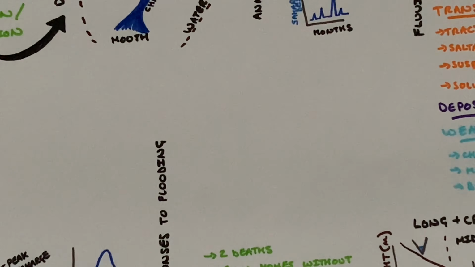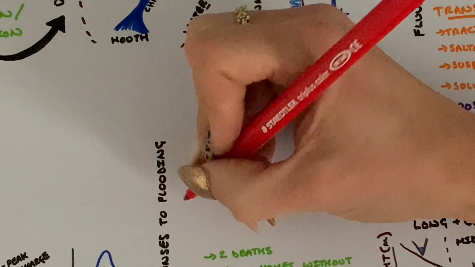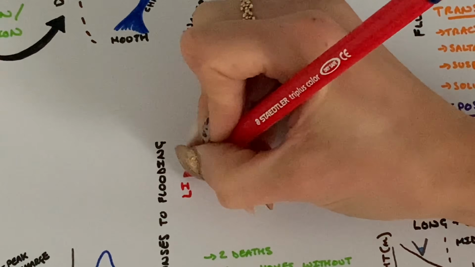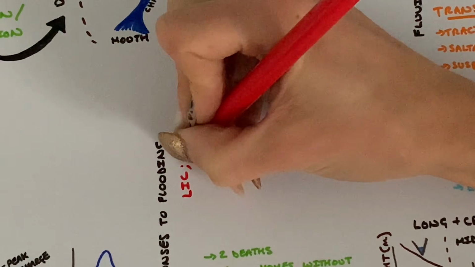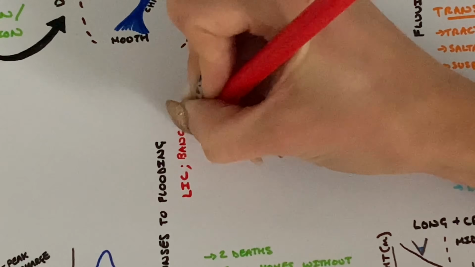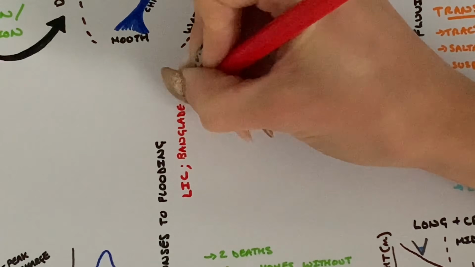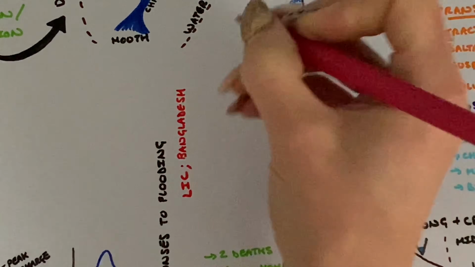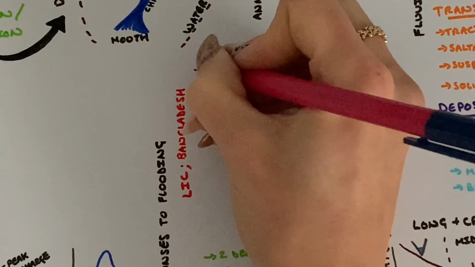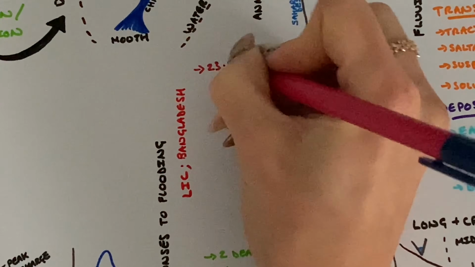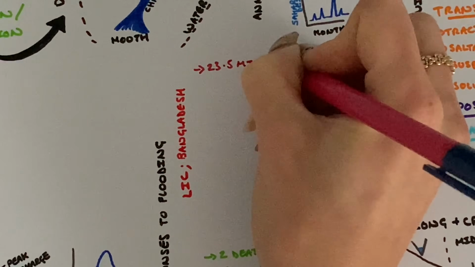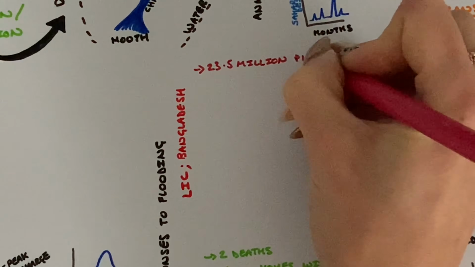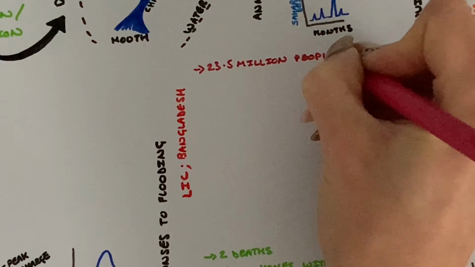Now, if we then move on to looking at the low income country example, and again, you might have studied a different example, but me and my students study Bangladesh. And the reason we study Bangladesh is because Bangladesh frequently is affected by flooding due to a number of factors, such as it has a lot of low-lying land, it experiences meltwater from the Himalayas, it's had large-scale deforestation take place, and it also experiences monsoon rains.